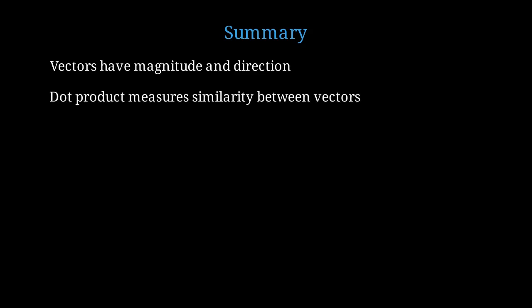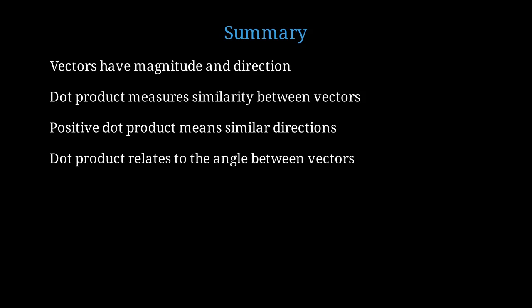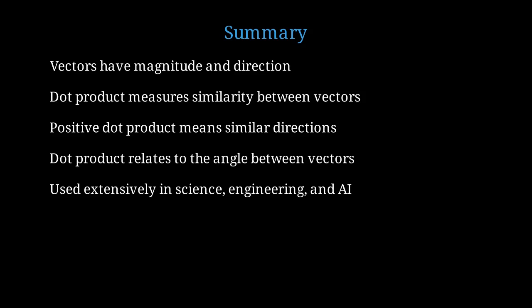Let's recap what we've learned about vectors and dot products. Vectors are mathematical objects with both magnitude and direction. The dot product gives us a numerical measure of how similar two vectors are. A positive dot product indicates vectors pointing in similar directions. The dot product is directly related to the cosine of the angle between vectors. This simple concept powers applications across science, engineering, and artificial intelligence.